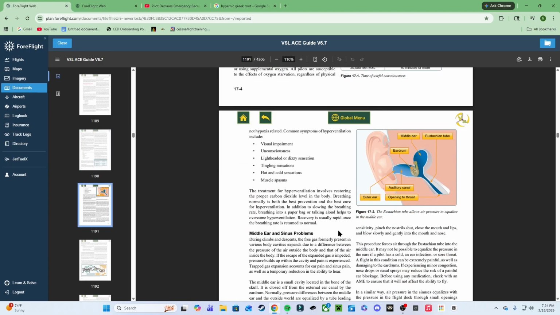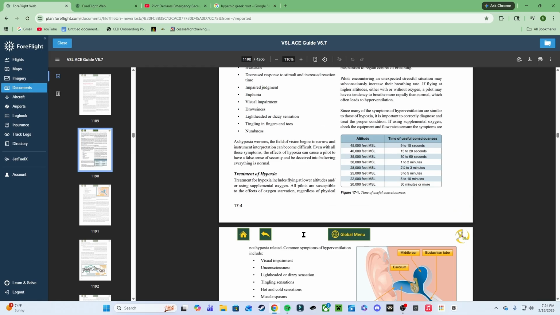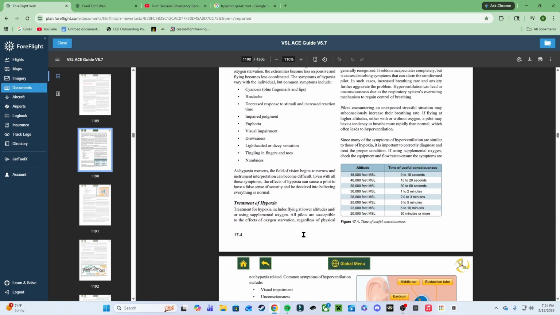Treatment of hypoxia. Of course, we'll talk about that after we talk about this. So, well, I would talk about the eyesight thing. As hypoxia worsens, the field of vision begins to narrow, and instrument interpretation can become difficult. We talked about this false sense of security, right? Can be deceived into believing everything is normal. That's that euphoria talking.